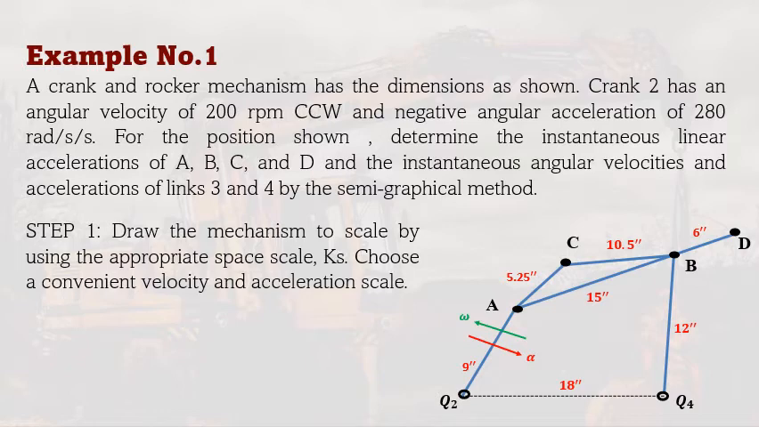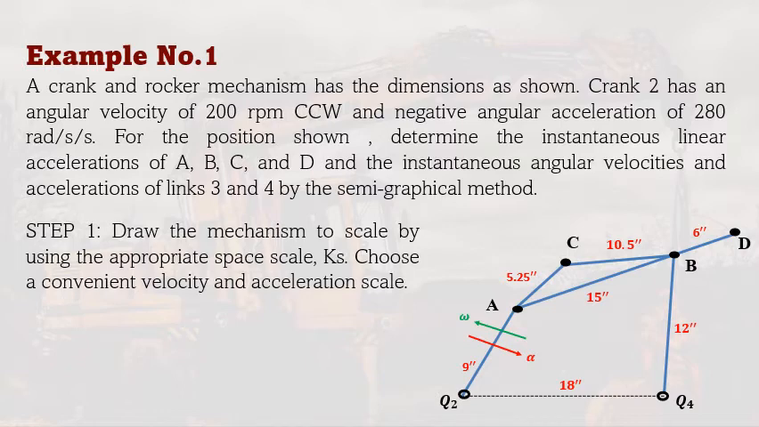So we have here a crank and a rocker mechanism that has the dimensions as you can see here. The dimensions are shown in the drawing. The crank 2 has an angular velocity of 200 revolutions per minute. So this is your crank 2, Q2, which has an angular velocity of 200 revolutions per minute, denoted by this omega. It is counterclockwise, so that's why the direction is counterclockwise.